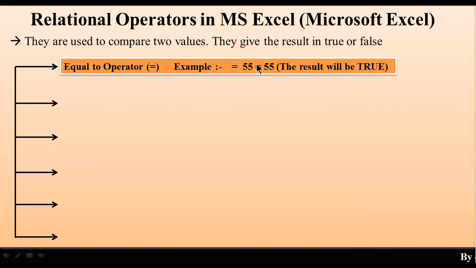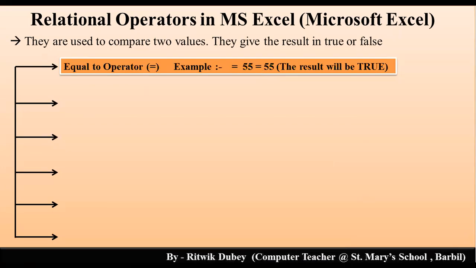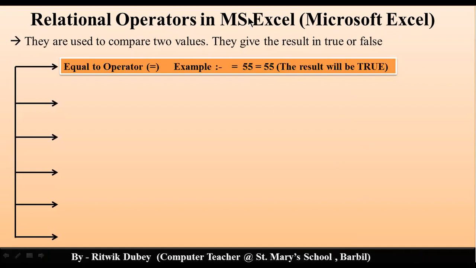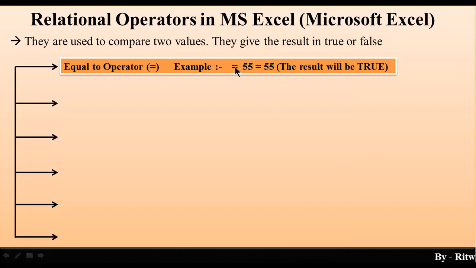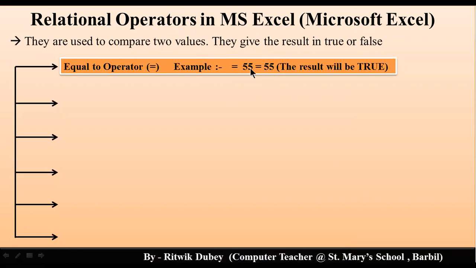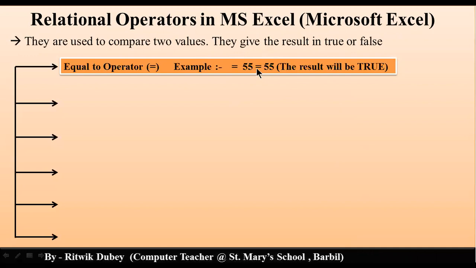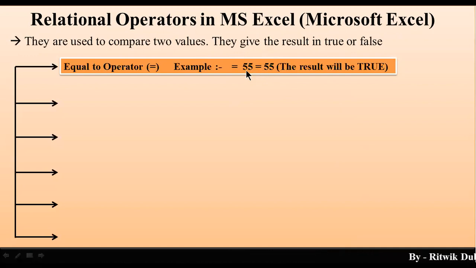What is this equal to, which is in between 55 and 55? This is the relational operator. Clear? So the equal to which you can see here before 55 is not the relational operator. The equal to operator which lies between two values is actually the relational operator. Now it is actually comparing.